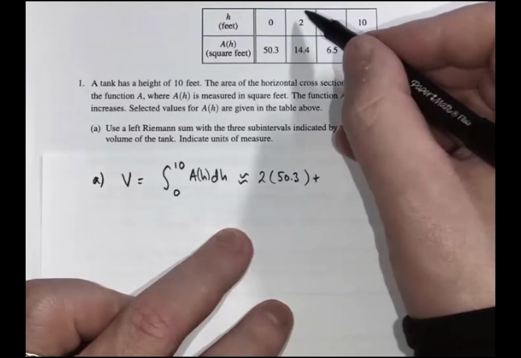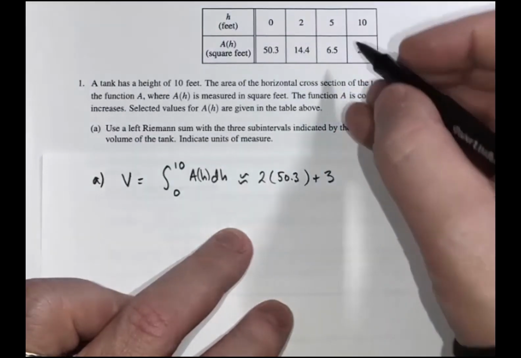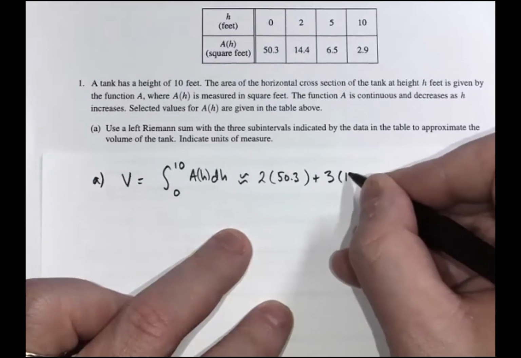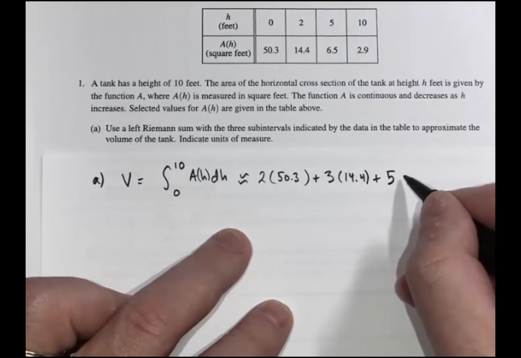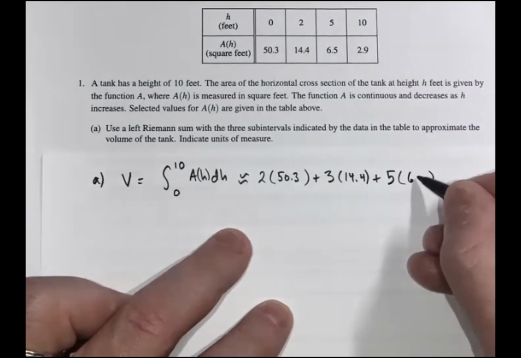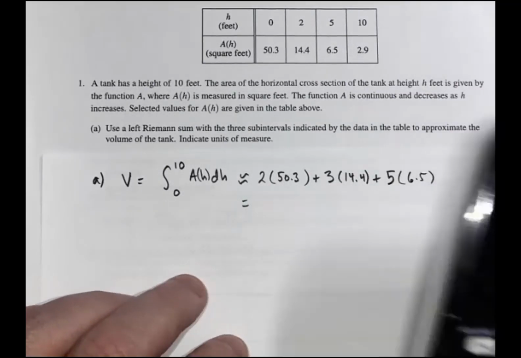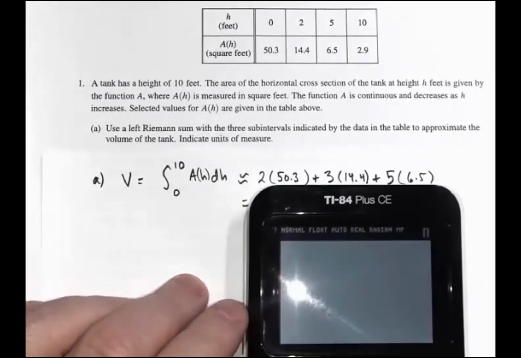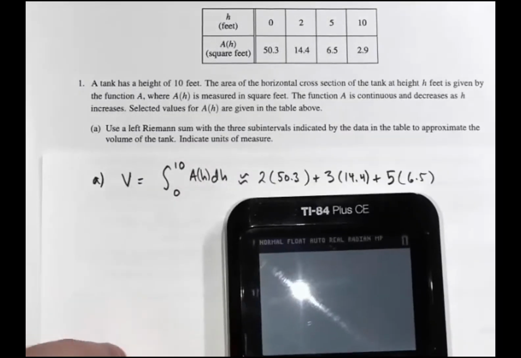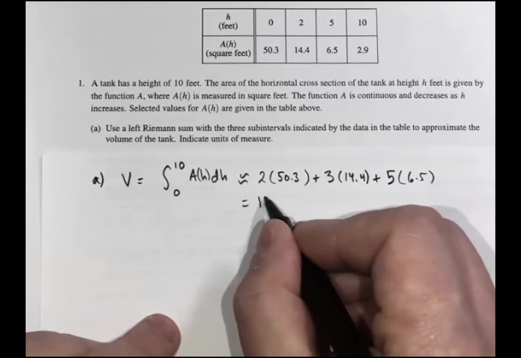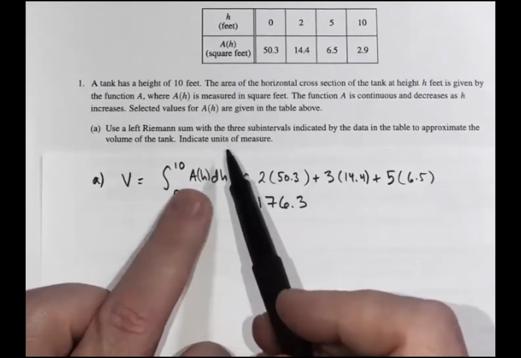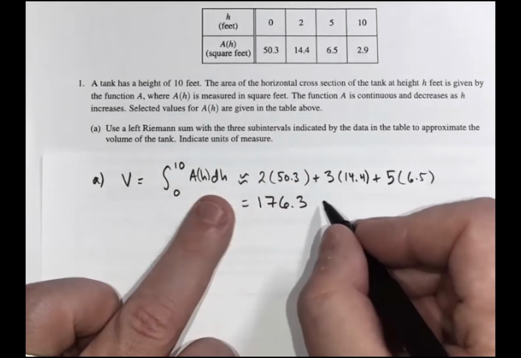50.3. On the next interval, from 2 to 5, that is 3, and its area at the left endpoint is 14.4. And then from 5 to 10 is, of course, a width of 5, and its area at that left endpoint is 6.5. So we now need to add these up: 2 times 50.3 plus 3 times 14.4 plus 5 times 6.5 yields 176.3.